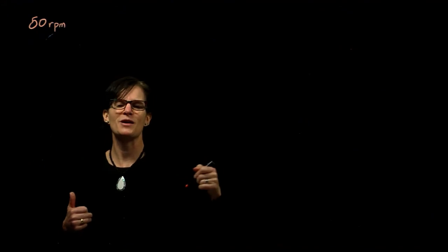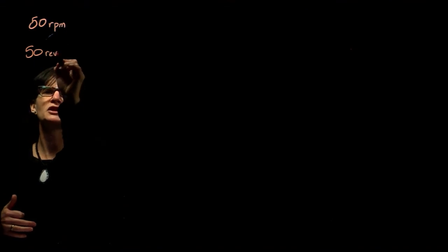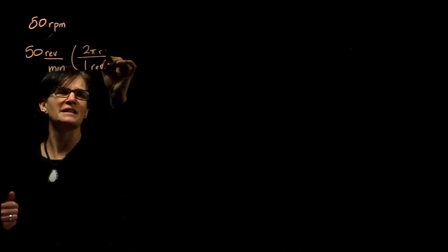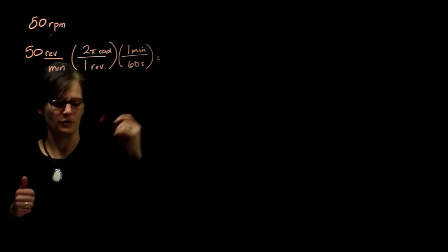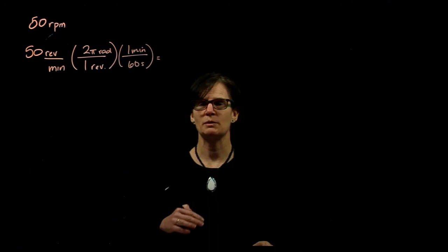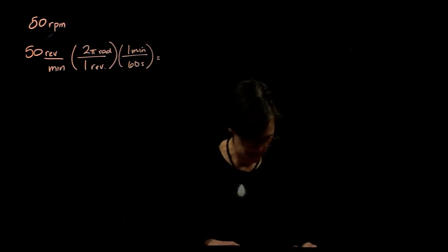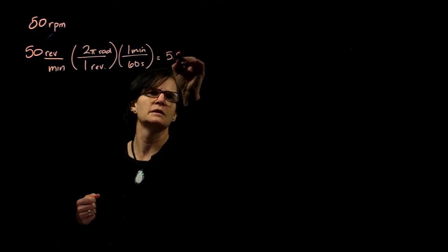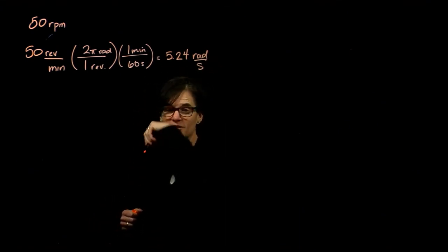All right, so when we're dealing with angular velocity and kinematics, we want to turn all of that into radians per second, our standard unit for angular velocity. So 50 rotations or revolutions per minute, and we know that in one revolution, we have 2 pi radians. And of course, in 1 minute, we have 60 seconds. So for our unit conversion of 50 revolutions per minute to radians per second, we have 50 times 2 times pi, divided by 60, which gives us 5.24 radians per second.